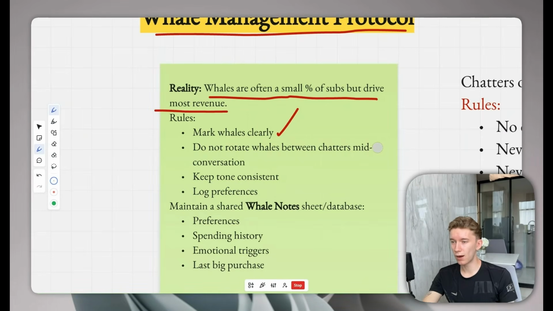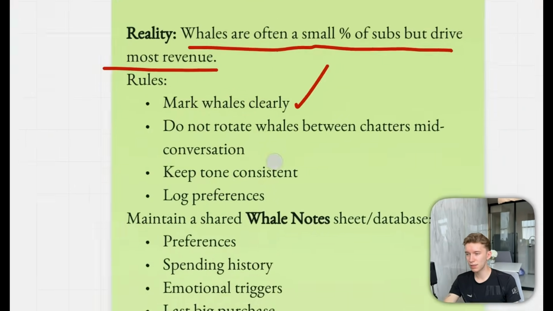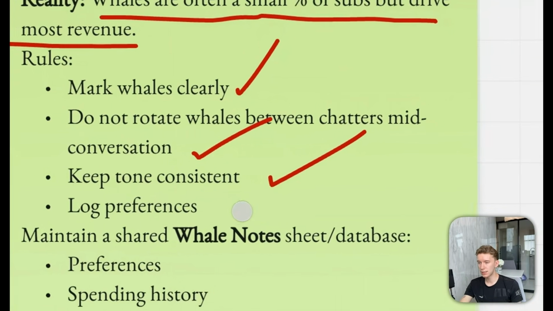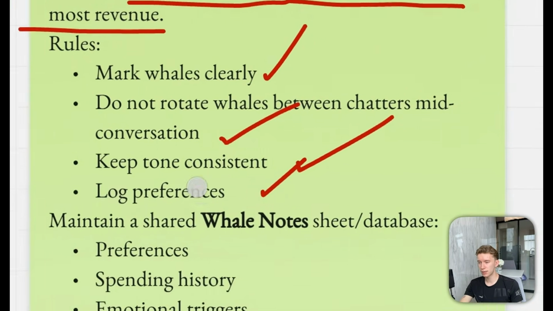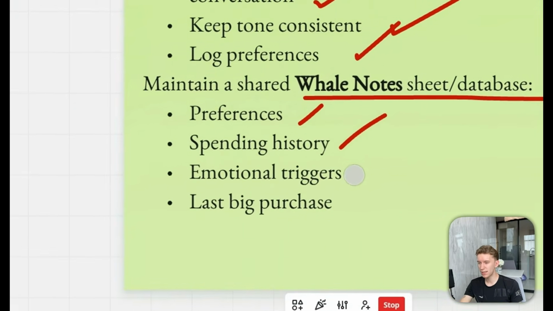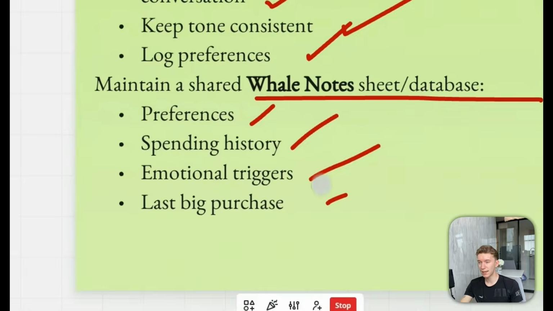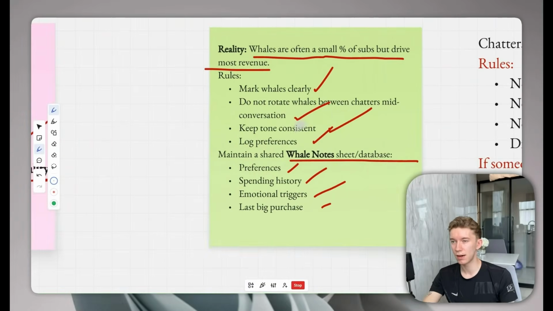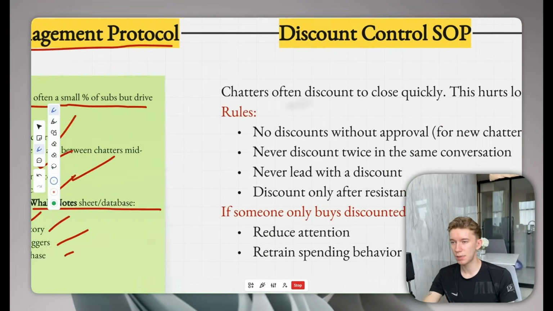Do not rotate whales between chatters mid-conversation. Keep tone consistent and log preferences. Make notes of the whales. It's super, super important. Preferences, spending history, emotional triggers, and their last purchase. This will all be on the CRMs that you use too, but it's always good to keep track too.